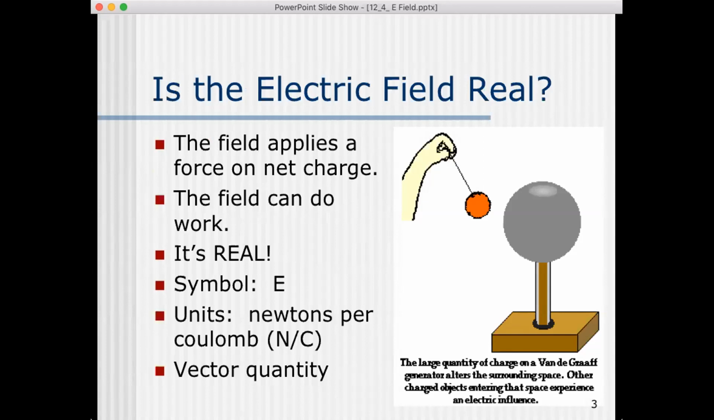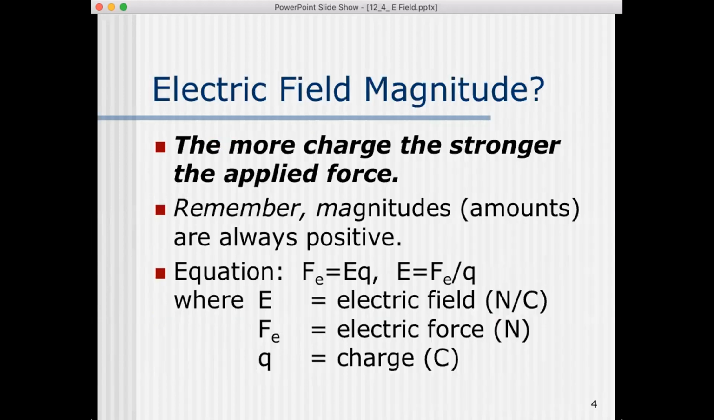So it is real. The reason I say this is because the field is a rather abstract thing. You can't see it. The only way you can notice it is by detecting it with an excess charge. The symbol for field is a capital E, and it's measured in newtons per coulomb, and it is a vector, although we're not going to get to the vector part until tomorrow. The more charge that's creating the field, the stronger it is. Remember that magnitudes are just amounts. They're always positive.